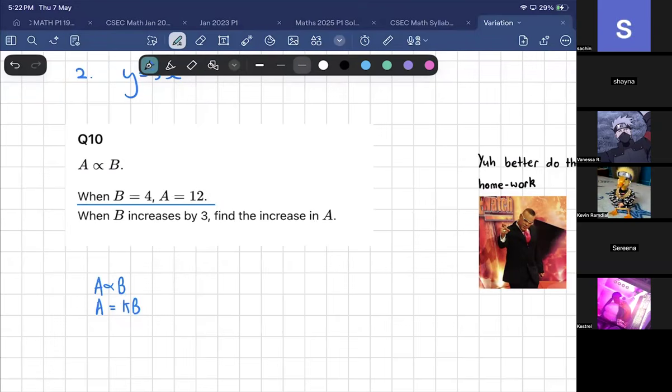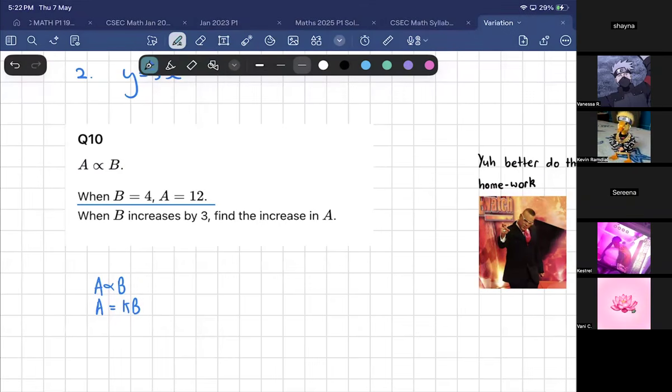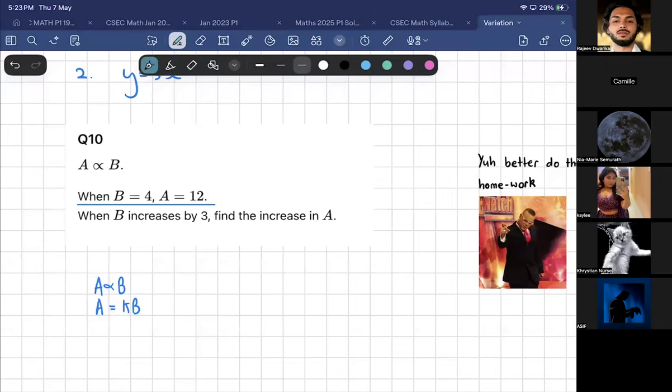When I say b increases by. No, that's not going to help me find k. How about the line above it? What does the line above it say? A is directly proportional to b.